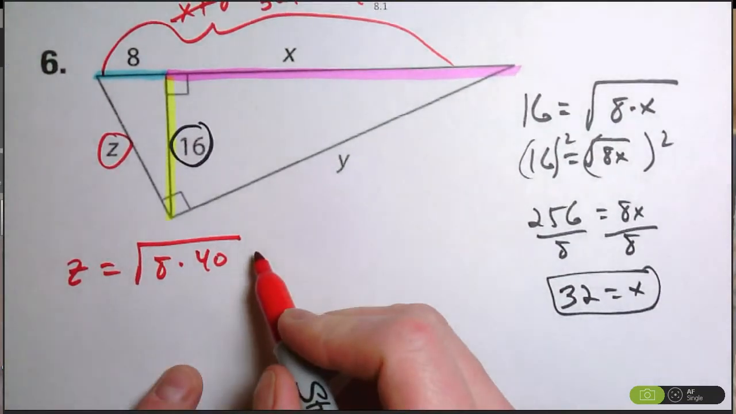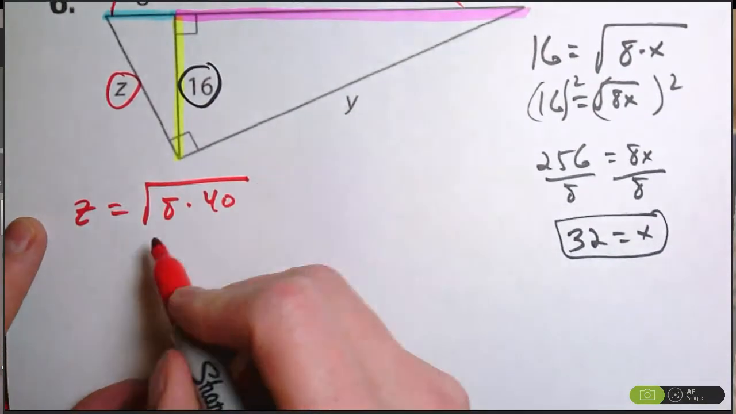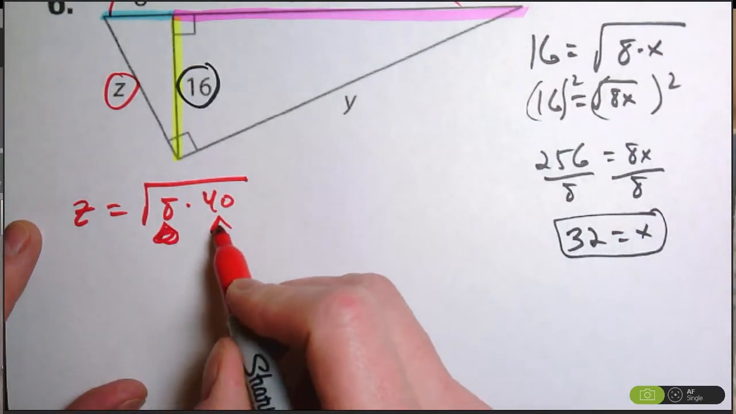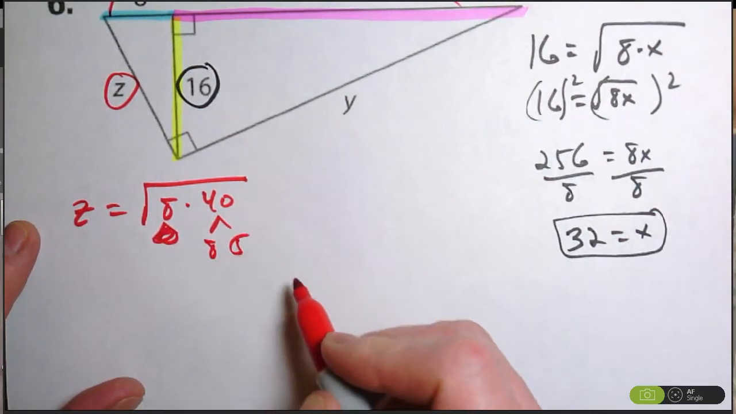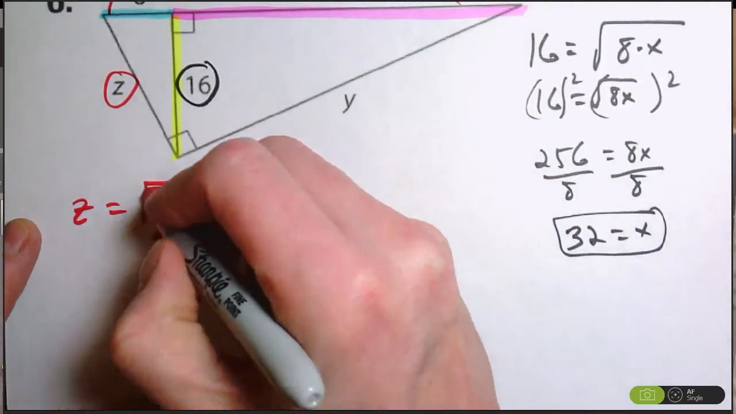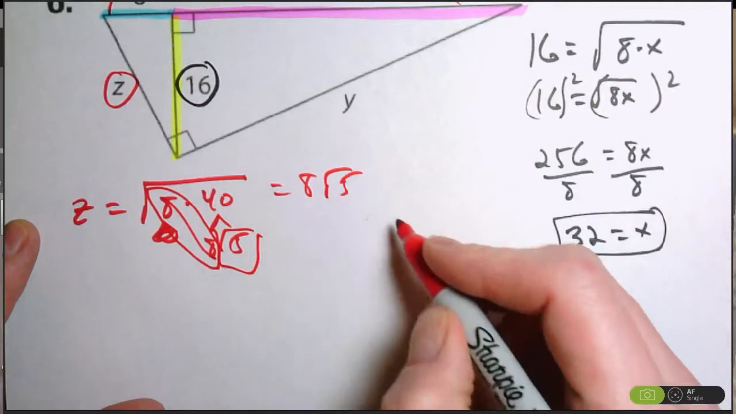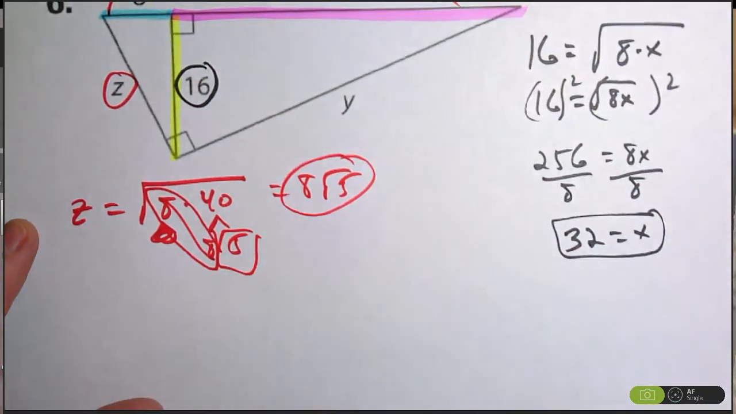Again, you can multiply this together and make it 320, but it actually makes it a lot easier if you break down the 8 and the 40. And in fact, here's another advanced technique. 40 is 8 times 5. So I have a pair of 8's. I have that root 5 left over. There's z, 8 root 5.